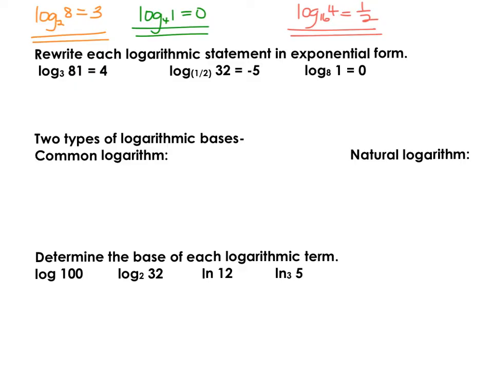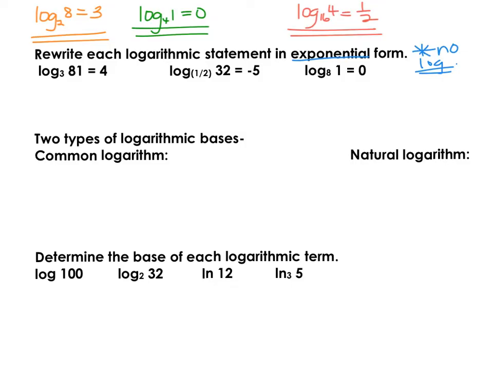Rewrite each logarithmic statement in exponential form. So now you don't want the log in this answer. So no log term in this answer. They all start with it though. In that first example, log base 3 of 81 equals 4. Can you see how that 3 is written just a little bit smaller than the log? So that's the base of the logarithm.